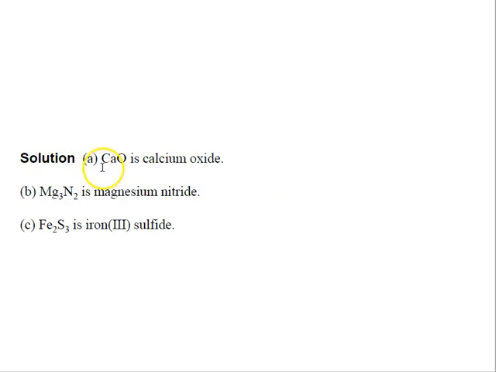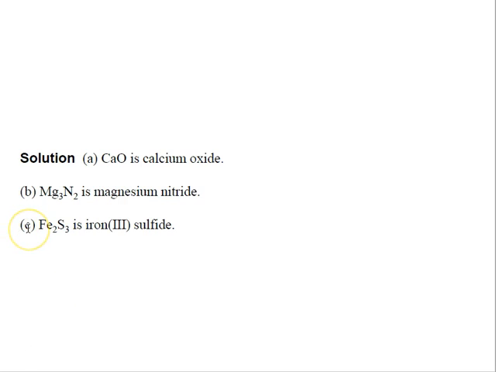So for our solutions A, B, and C, CaO is calcium oxide. So we name the metal outright, which is calcium. We drop the "ygen" from oxygen, just use the ox, and give it an IDE ending, calcium oxide. Part B, our metal is magnesium, so we just state that outright. The nonmetal is nitrogen. We use the NITR, give it an IDE ending, and it's magnesium nitride.